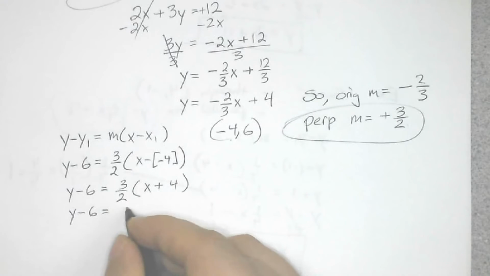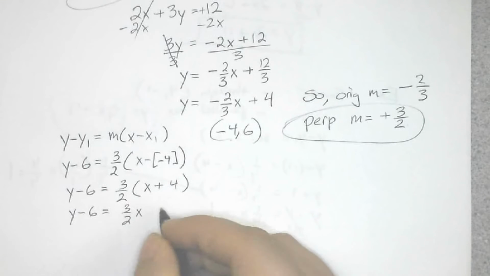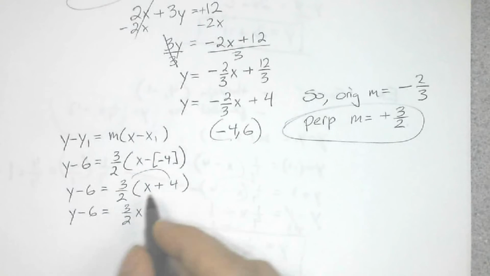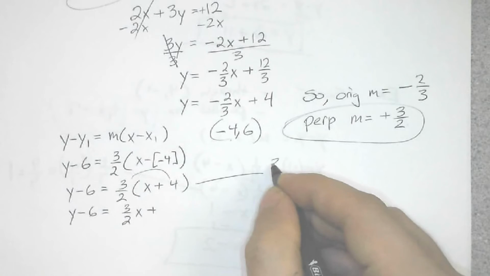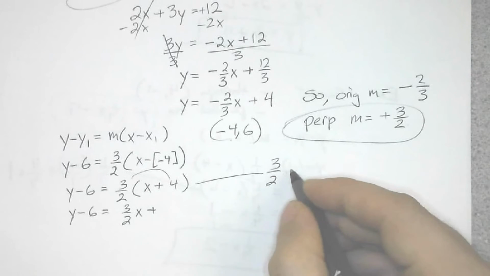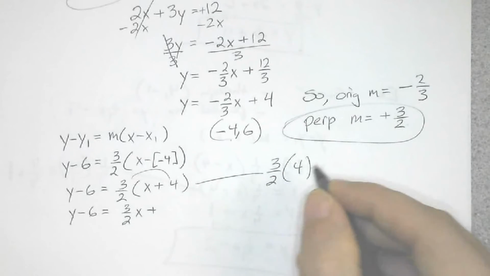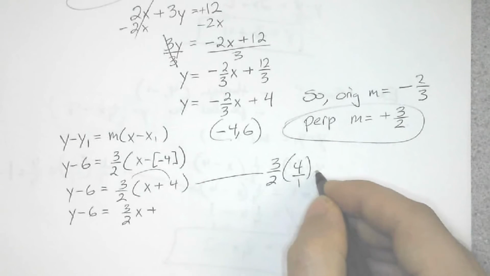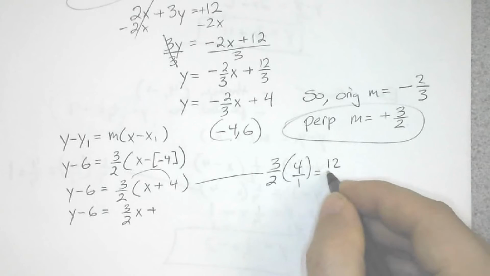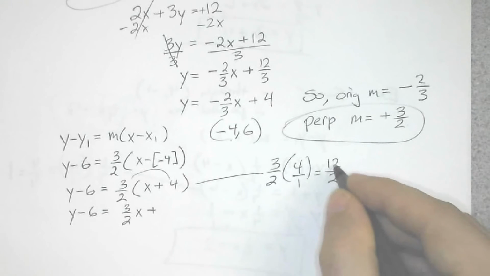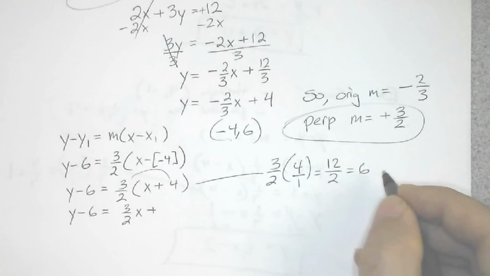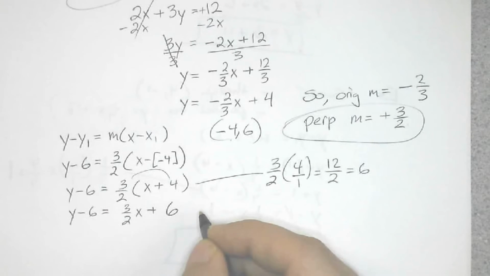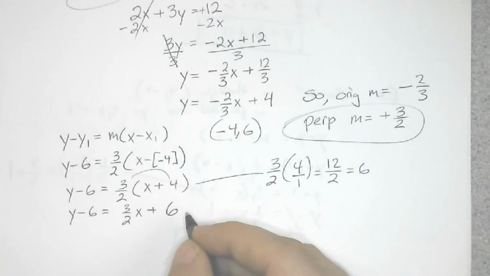We have y minus 6 equals 3/2 x plus, and for those of you concerned about this, let's take a look. We have 3/2 times 4. I make this 4 into a fraction by putting it over 1. 3 times 4 is 12. 2 times 1 is 2. And 12 divided by 2 is 6. So it's going to be plus 6.